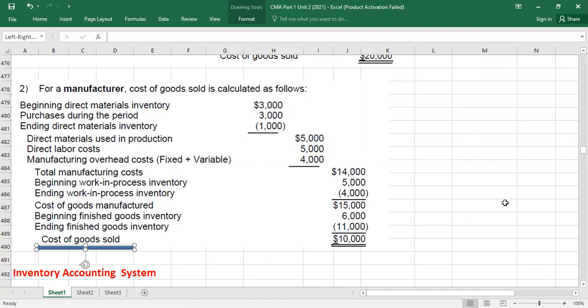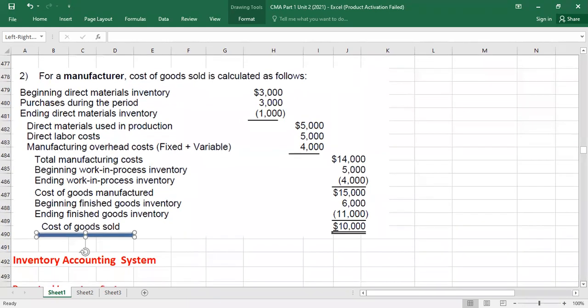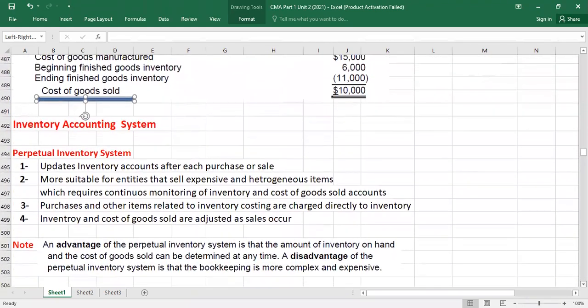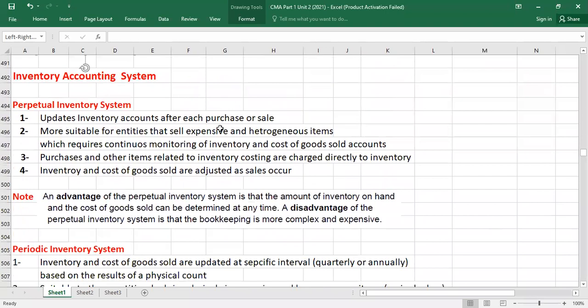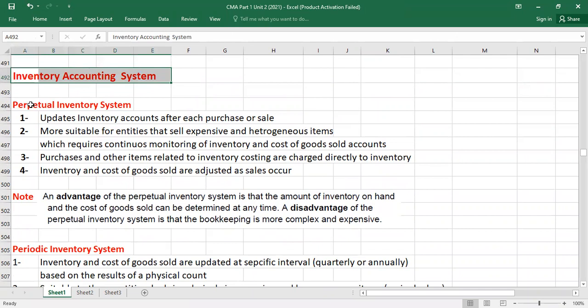So now we are going to talk about the inventory accounting system. Usually we have two types of inventory accounting system. The first is called the perpetual inventory system, and the second is called the periodic inventory system. What is the main difference between perpetual and periodic inventory system?